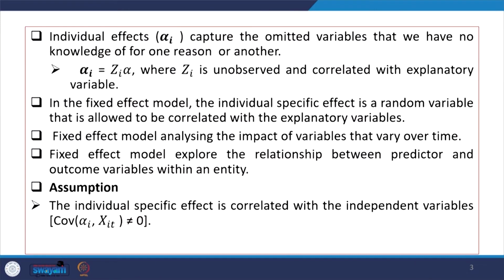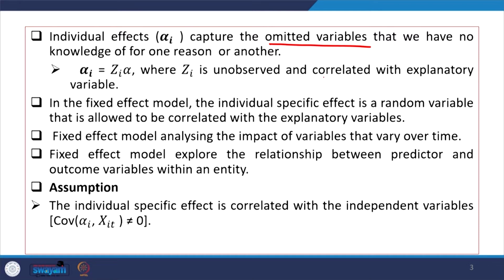So, the most important aspect for all of you to note is that omitted variable bias is actually captured in the case of the fixed effect model, which we have no knowledge of for one reason or another, and that is captured. What is this alpha I? Alpha I in fact is a proportion of the alpha, that is through Z I. Okay, Z I is actually unobserved, and since it is unobserved, it is considered to be correlated with the explanatory variables.